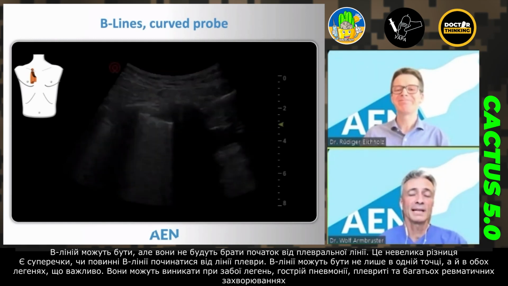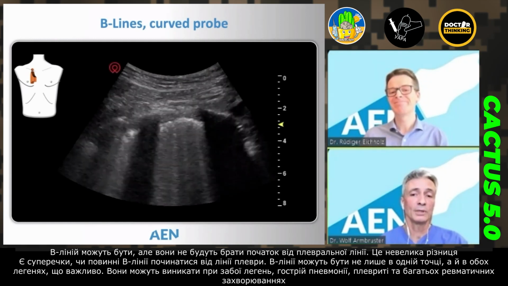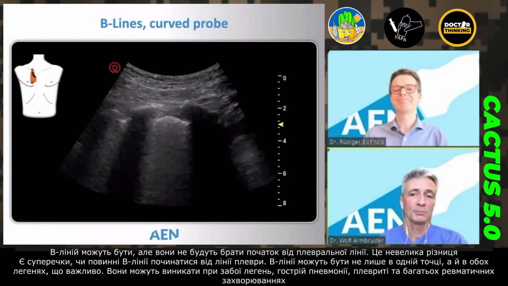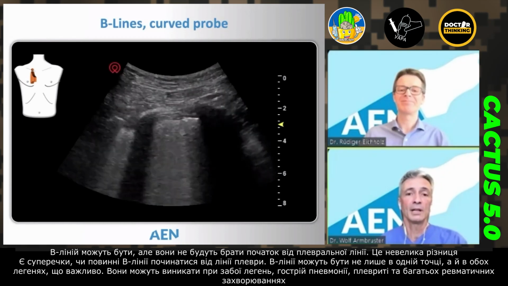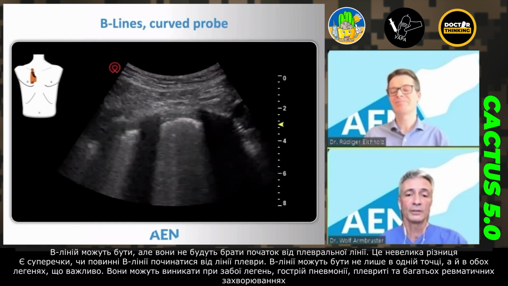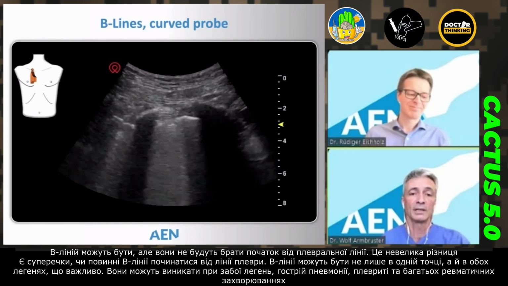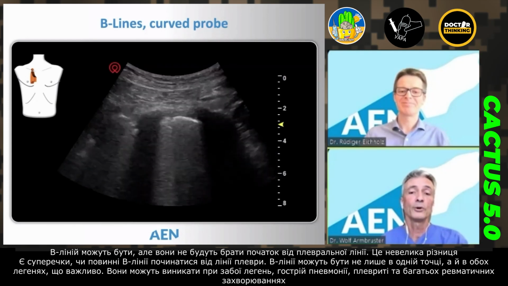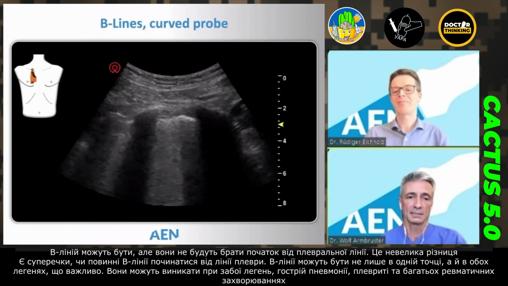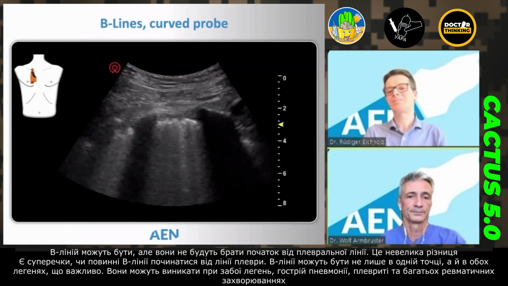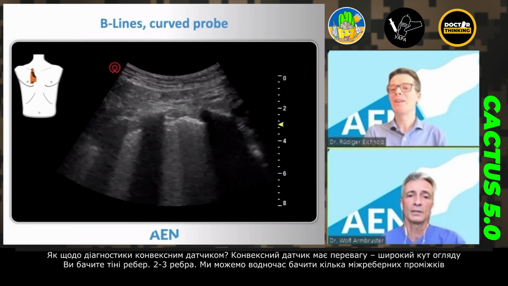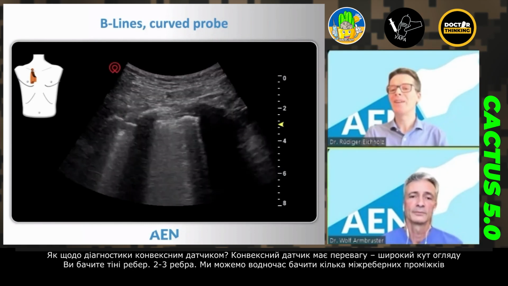Yes, okay. And the multiple B-lines should not be just at one point. It should be over both lungs. That's important. They might appear in lung contusion, in acute pneumonia at the actual part of the lung where it arises, or in pleuritis, and in many rheumatic diseases. That's to be known. So what about diagnosing with a curved probe, Rüdiger?